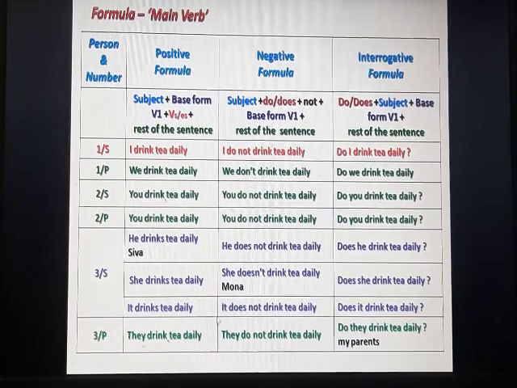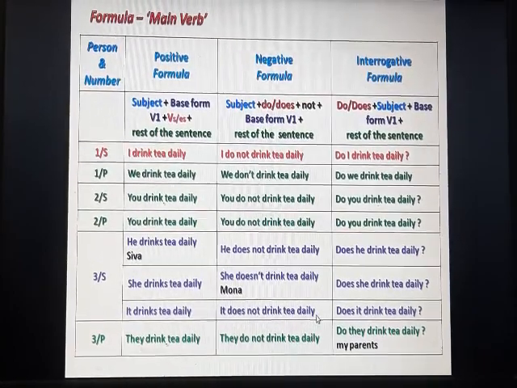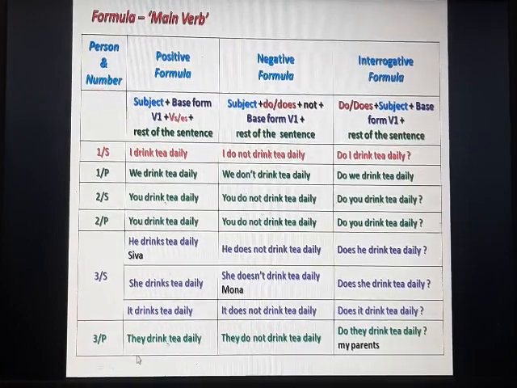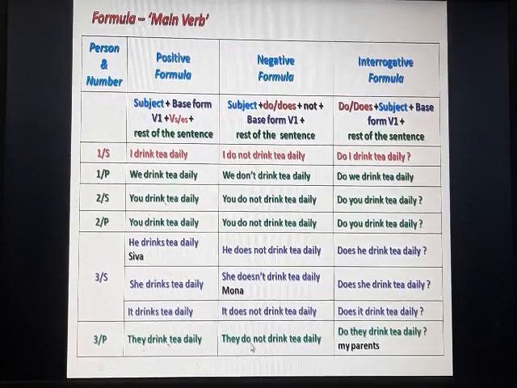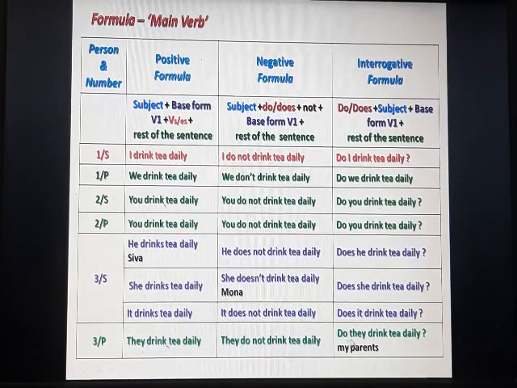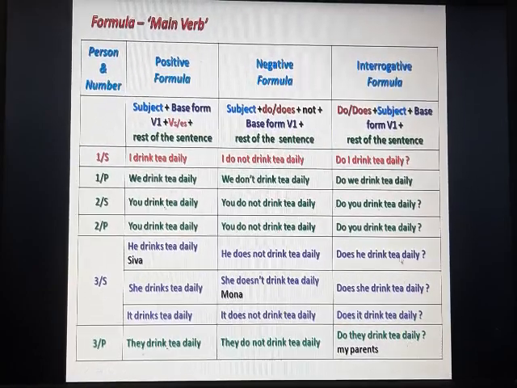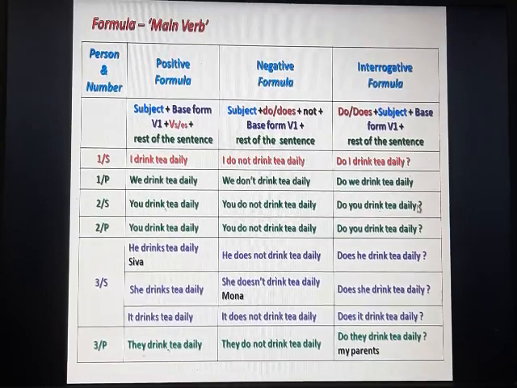Then it drinks tea daily. It does not drink tea daily. Does it drink tea daily? Now let's see in the third person plural. They drink tea daily. They do not drink tea daily. My parents drink tea daily. So the interrogatives will end with the question mark.